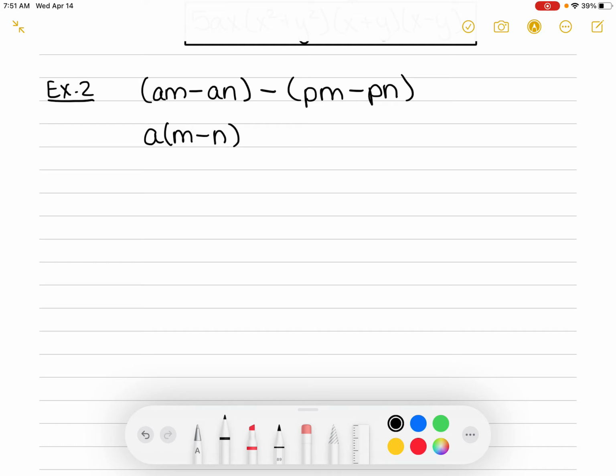And then I'm going to do the same thing on the other side. I'm going to leave that minus there, and I'm going to look at just this, and I'm going to say, can I factor something out of that? And yes, I can. I can factor out a P.